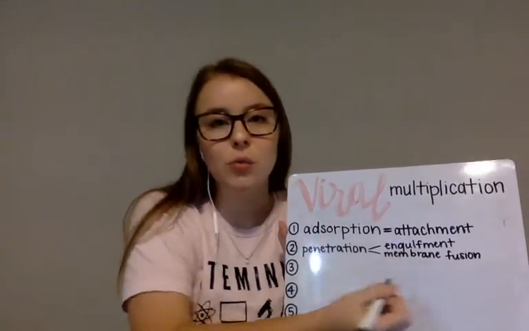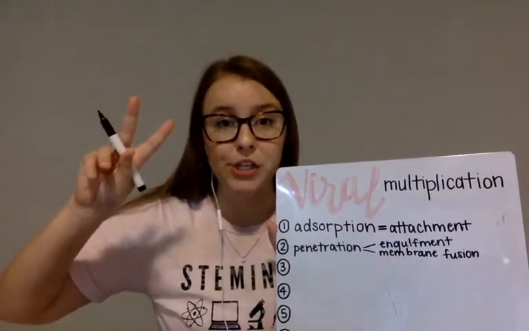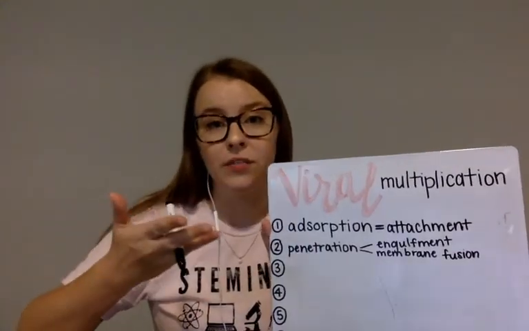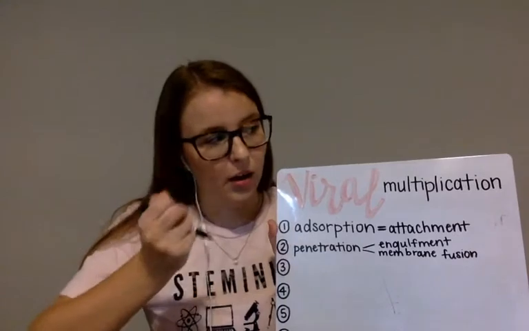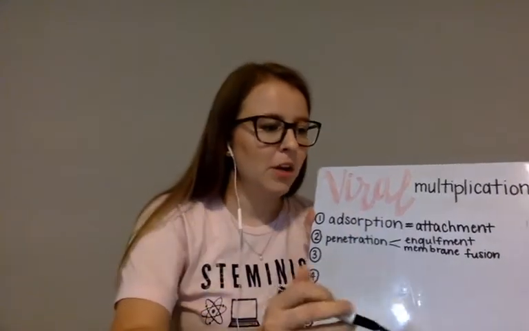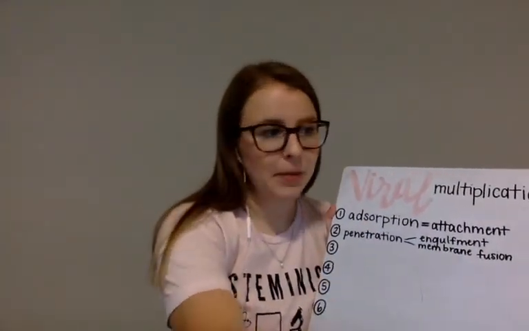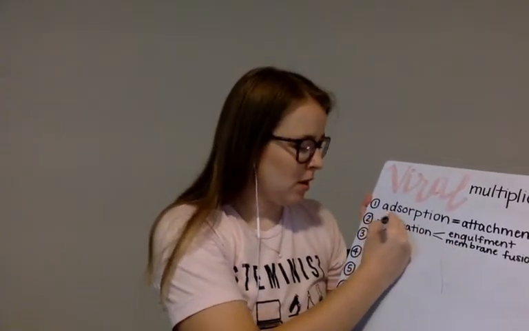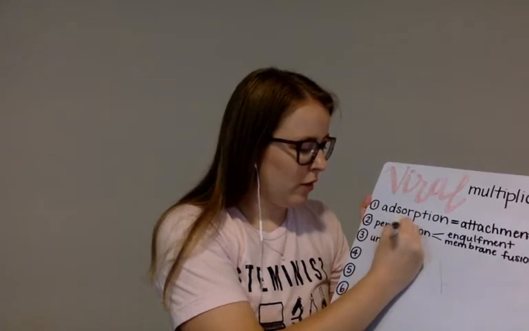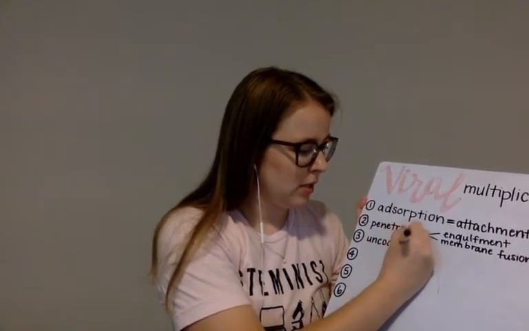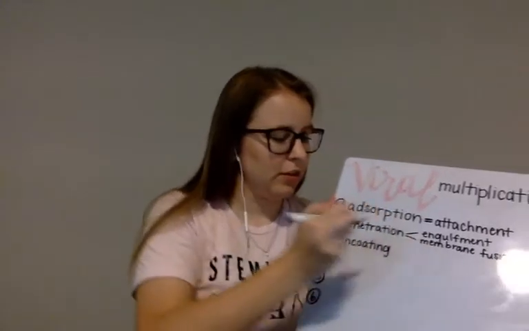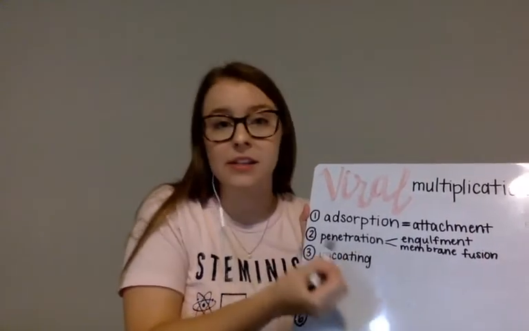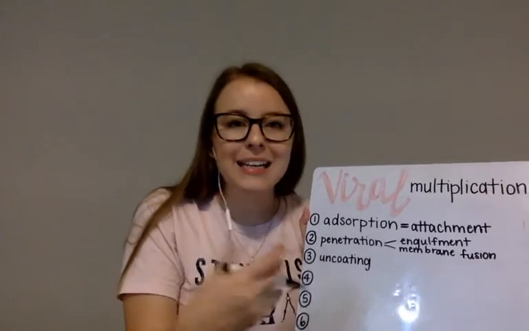So these are the 2 ways that a virus would achieve the penetration step of viral multiplication. The next step that we're going to go over is uncoating. Once you have a virus inside one of your cells, so let's say the virus has attached, it's now entered the cell, it's in the cytoplasm, it needs to uncoat.